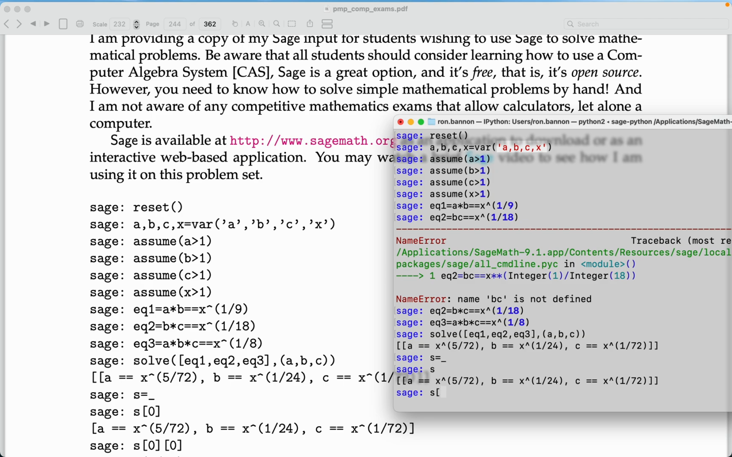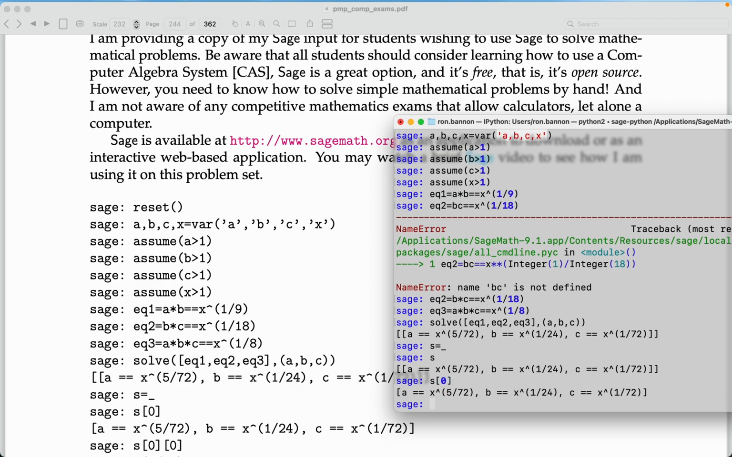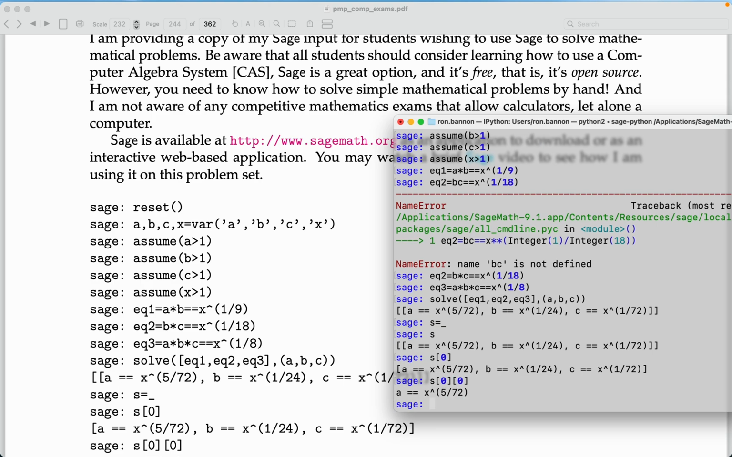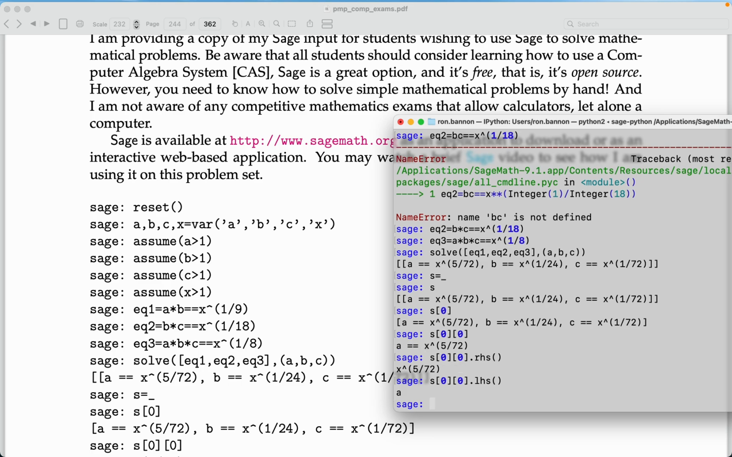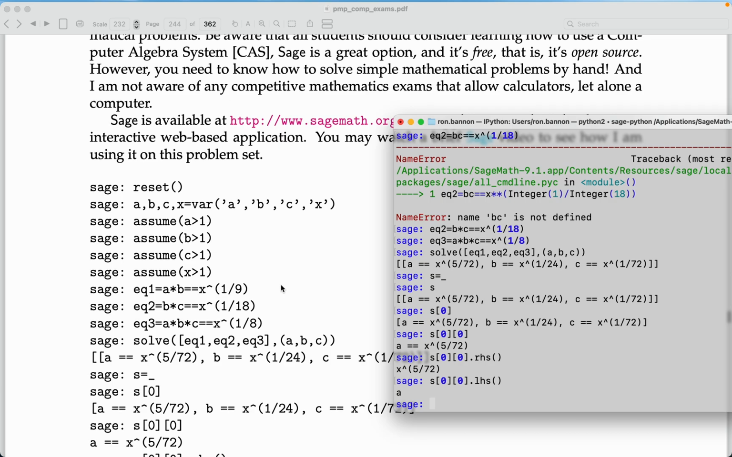So if I do S0, watch what happens. I get that list within the list. Now if I do S0, 0, I should get the first entry in that internal list, which would be A equals, right? I get it there. Now if I do this over here, dot right hand side of that entry, I should get X to the 5/72. If I do left hand side, I would get A. All right. So I hope you realize we're getting values here, and we're also looking at left side, right side.